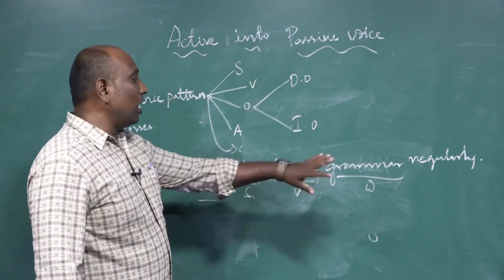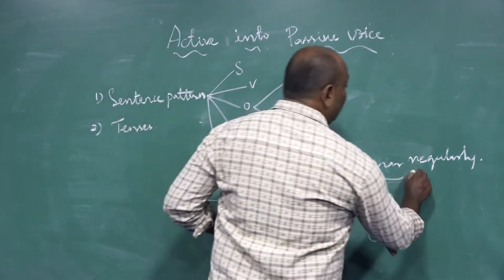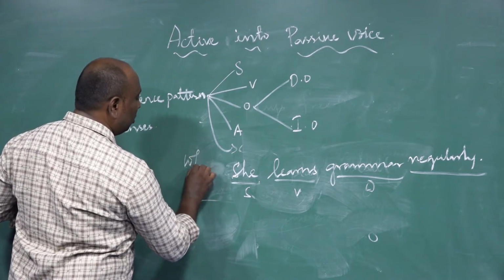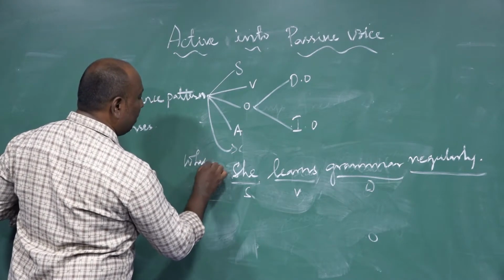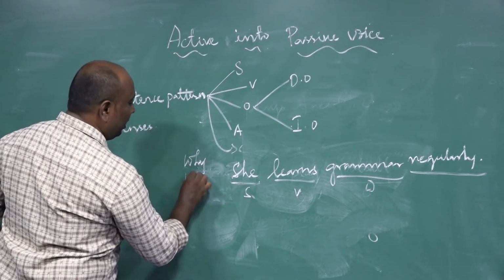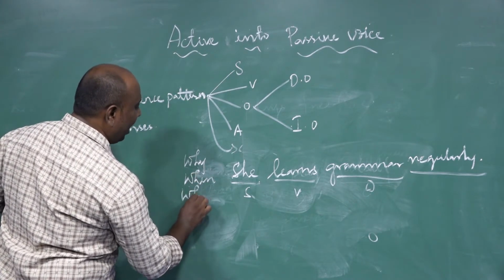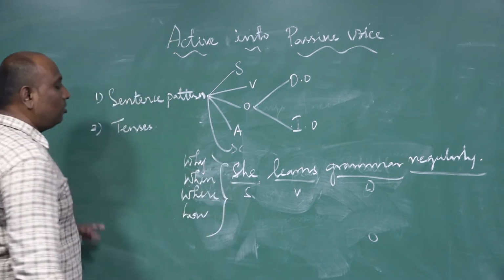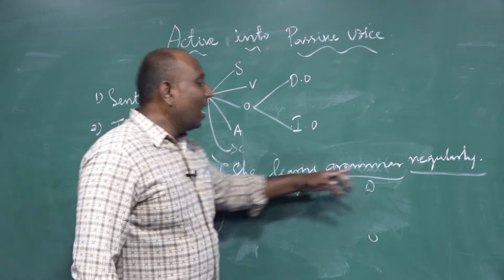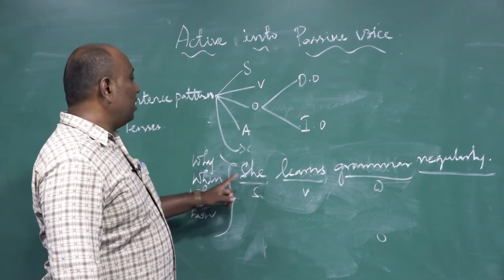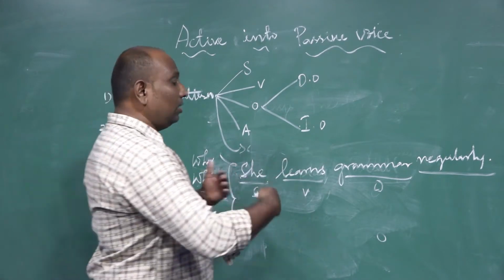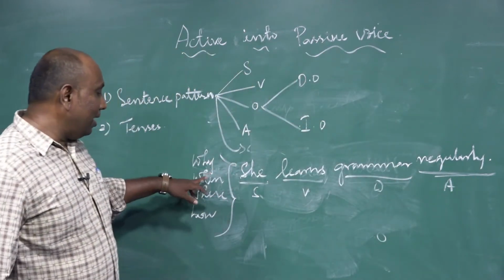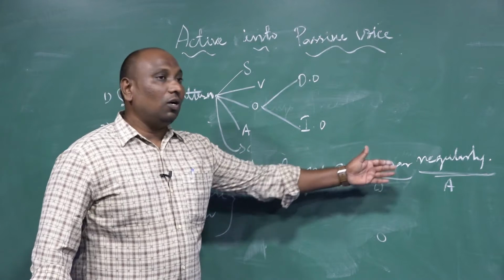Whom she learns? There is no answer. And regularly, what is it? When you get the answer for the question words why, when, where, how in a line, that is called adjunct. So when she learns grammar, regularly she learns grammar, it is called adjunct. If you get an answer for these question words, that is called adjunct.